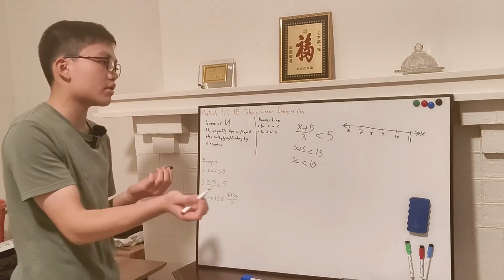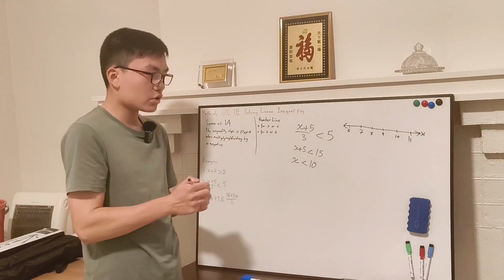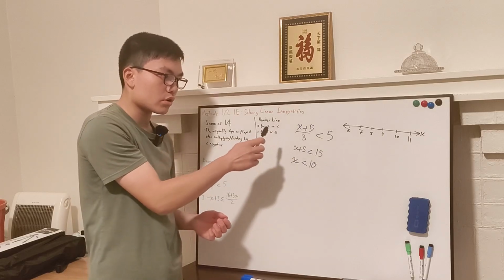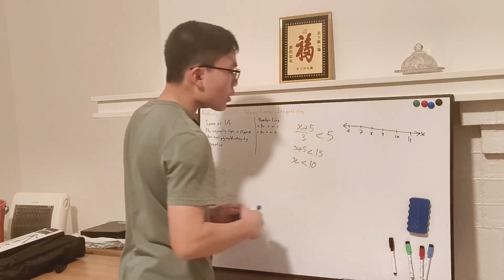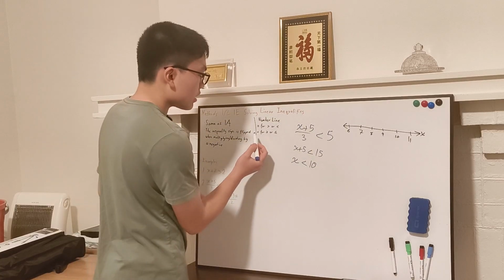Maybe it's y or z or something like that. So yeah, make sure to label the axis as the variable that you have in the inequality. So now we're going to draw the line, and we're going to look here.